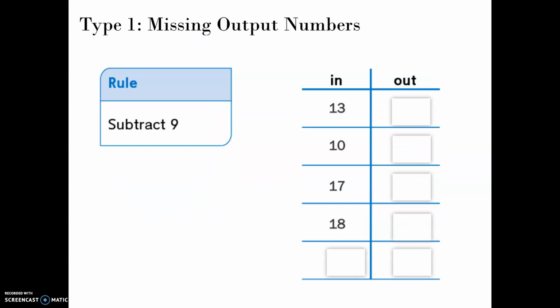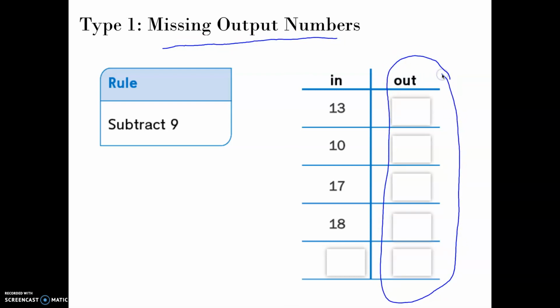We have 4 different types of our input machines here. So the first one is missing the output numbers, which means the numbers in the out are missing. We have a rule. We apply the rule to the ins to get the outs. So our rule is subtract 9. 13 subtract 9 is 4. 10 subtract 9 is 1. 17 subtract 9 is 8. 18 subtract 9 is 9.